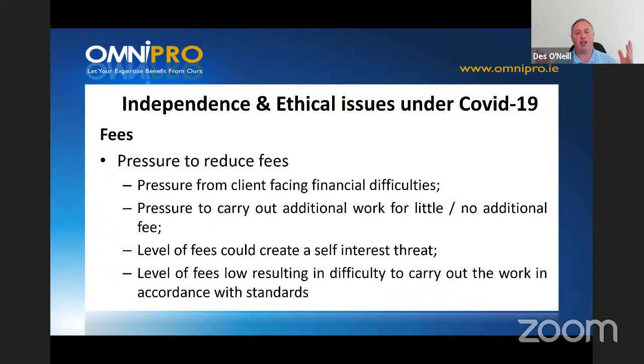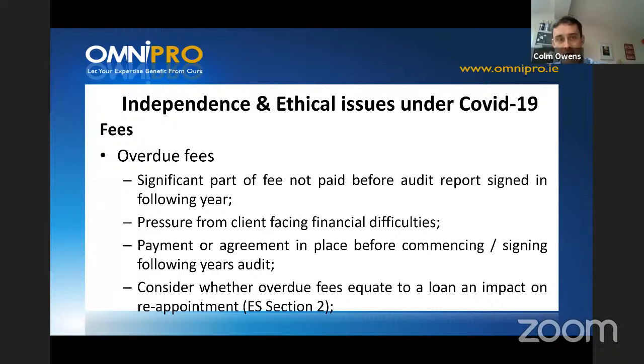Coronavirus has changed everything. You're going to see it in today's 1-hour webinar, but you'd also see it in our 8-hour audit workshop. Things have shifted and changed. There's going to be more time, more cost. Are you ethically impaired by not amending your fee to address that increased workload? Yeah, and I have a couple of slides further on about non-audit services.